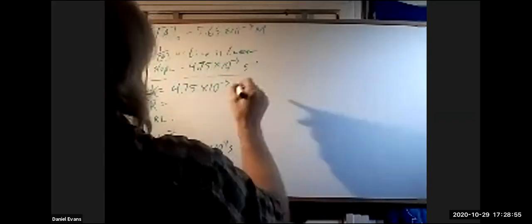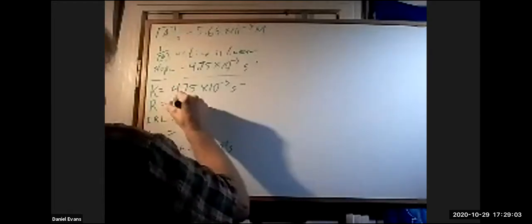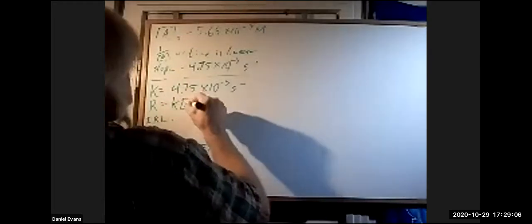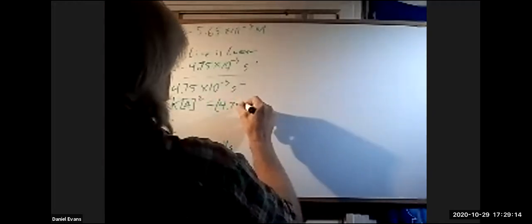Okay, that's the right one. So our rate constant is always the absolute value of slope. So 4.75 times 10 to the minus 3 inverse seconds. So for the rate law, the 1 over concentration versus time means that we have a second order rate law. So it's rate constant times concentration squared. And of course, we can write this with the value in here for rate constant, 4.75 times 10 to the minus 3 times concentration squared.